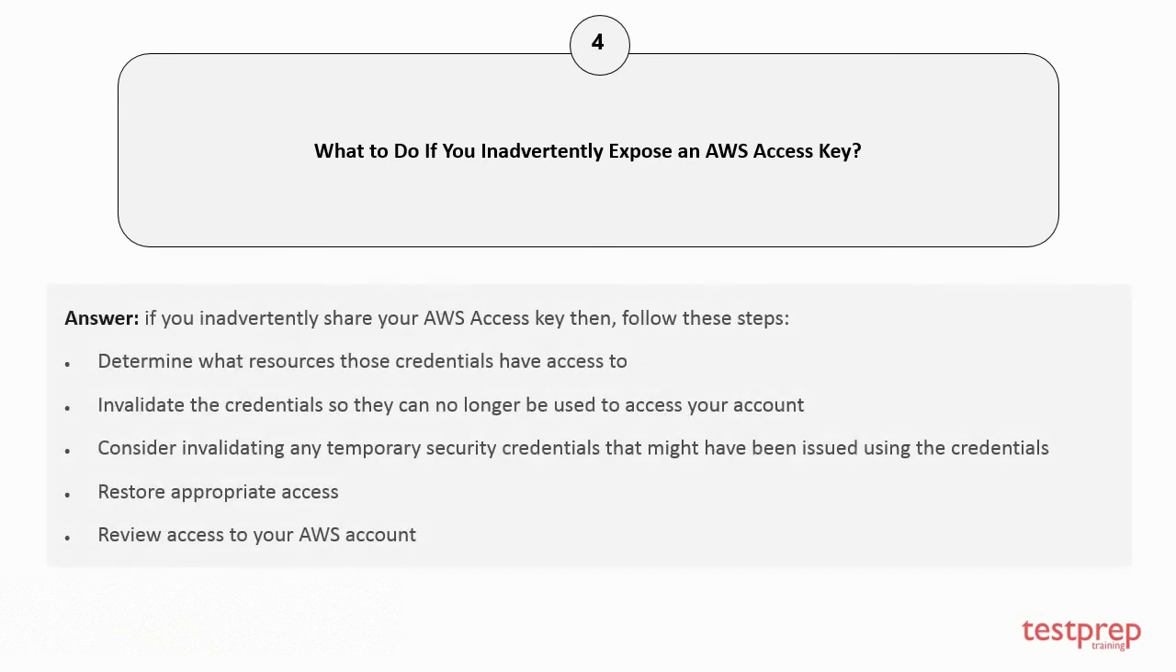Question number 4, what to do if you inadvertently expose an AWS access key? Your answer is, if you inadvertently share your AWS access key, then follow these steps. 1. Determine what resources those credentials have access to. 2. Invalidate the credentials so they can no longer be used to access your account. 3. Consider invalidating any temporary security credentials that might have been issued using the credentials. 4. Restore appropriate access. 5. Review access to your AWS account.